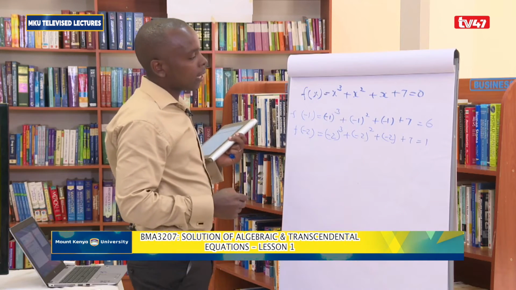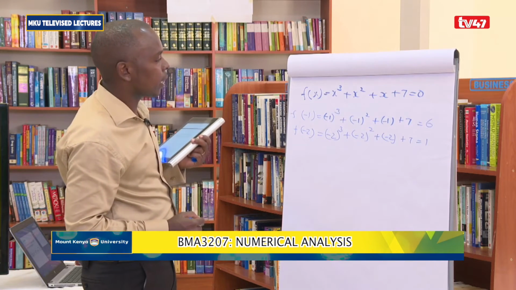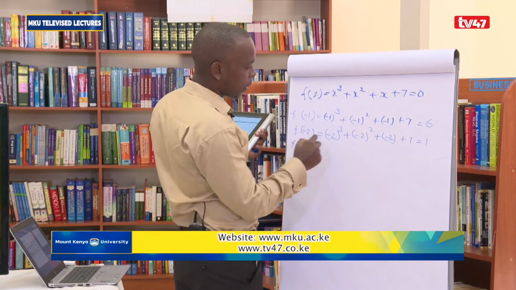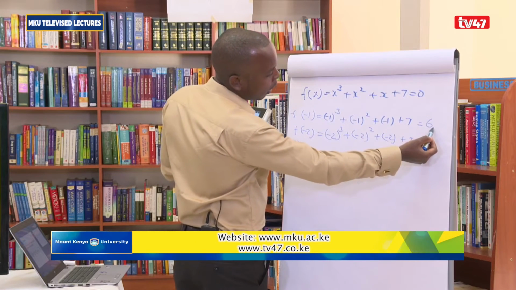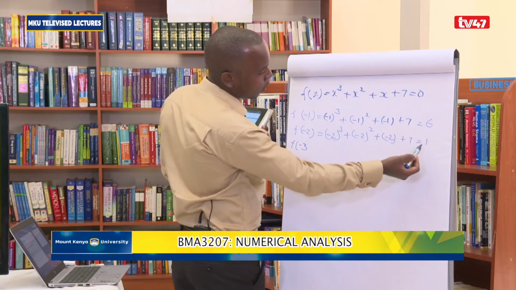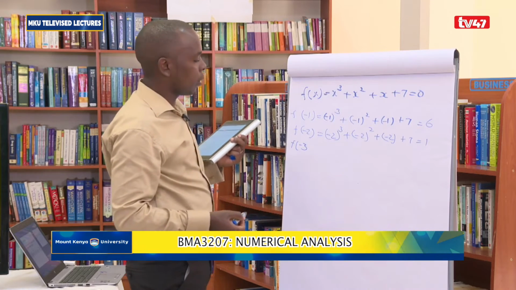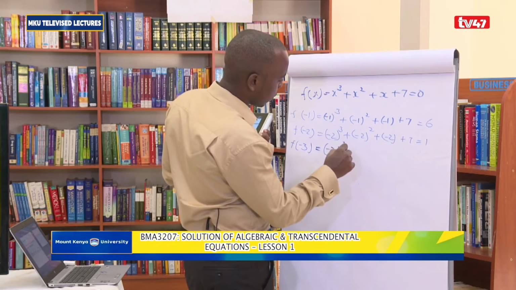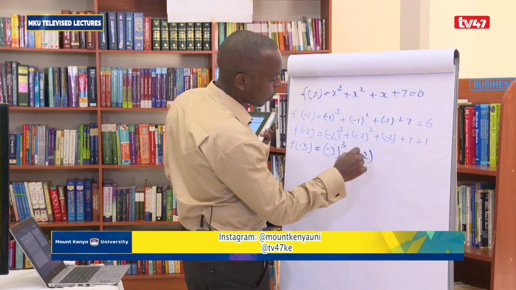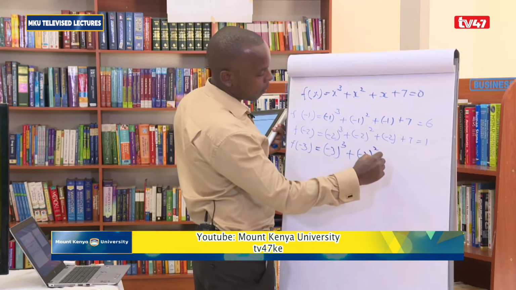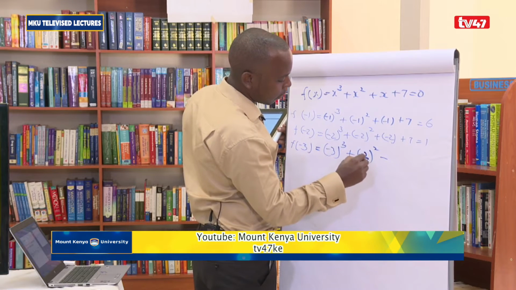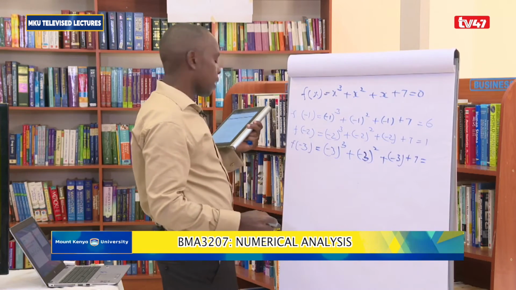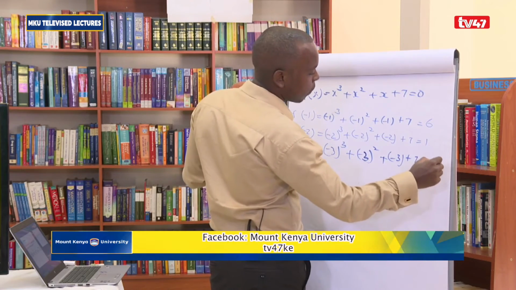So we are yet to find a value that will give us a negative. So we can try -3. As we can see, -1 was a large positive value, -2 a smaller value, so it's likely that our -3 will give us a negative value. So we have -3 cubed plus -3 squared plus -3 plus 7. And here we find that the value is -14.